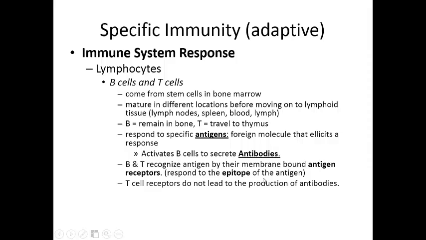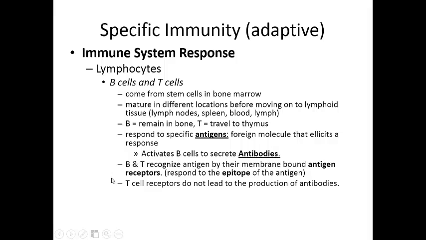Welcome to AP Biology. This video is on adaptive immunity, or the specific immune system. In adaptive immunity, we have white blood cells called lymphocytes. These lymphocytes are extremely specific for the foreign invaders that they target. This is what makes adaptive immunity different from innate immunity. It's going to be the specificity of the white blood cells involved, the lymphocytes.